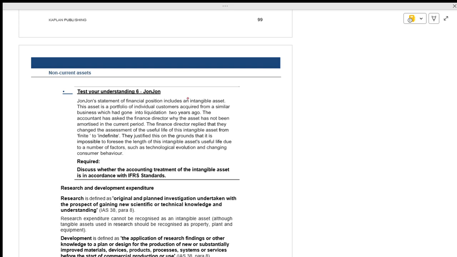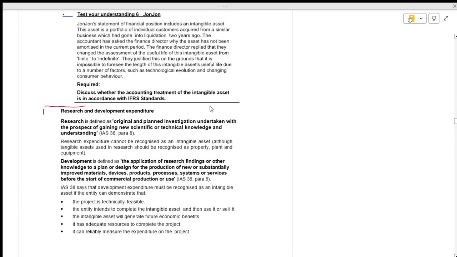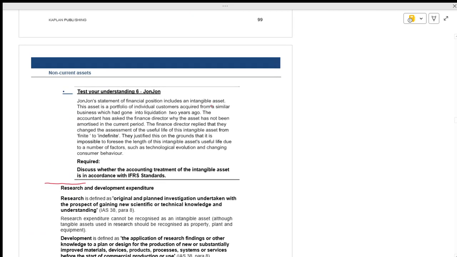We'll do this and we'll stop here. Research and development is another new topic. John's statement of financial position includes an intangible asset. The asset is a portfolio of individual customers acquired from a similar business which went into liquidation 2 years ago. The accountant asked the finance director why the asset has not been amortized in the current period. The finance director replied that they have changed the assessment of the useful life of these intangible assets from finite to indefinite.